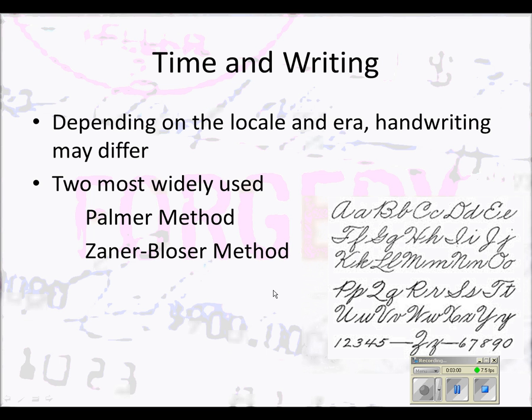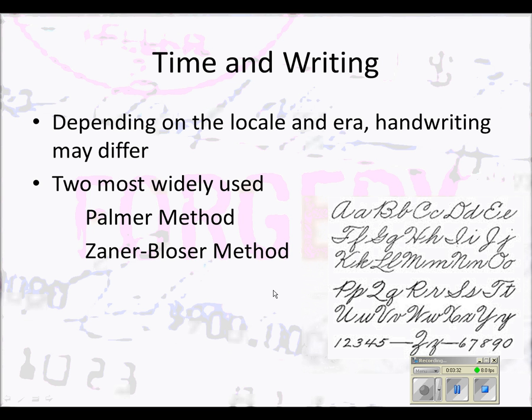Now, time in writing. This is talking about time period. So depending on the locale and the era, handwriting may differ. So if you grew up in the early 1900s compared to the mid 1900s, your handwriting may look a little different, and especially from then to now, because handwriting was taken very seriously and was a skill that had to be perfected. And people took handwriting in school all the way throughout, and their handwriting was very neat and elegant looking.